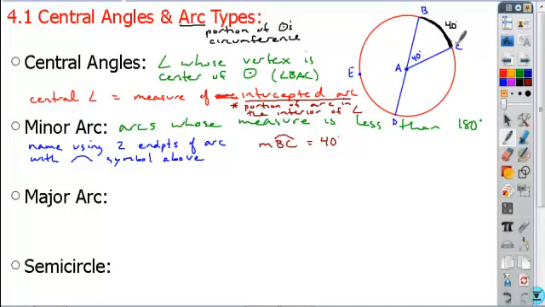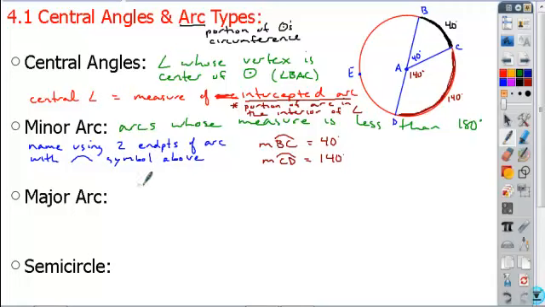So what would be the measure of arc CD? What would that equal? 140, right? So you have this angle, BAC is 40, its linear pair would be 140, therefore this corresponding intercepted arc will also be 140. So anytime you have a minor arc, as long as that's less than 180 degrees, you can name it with the 2 endpoints of that arc with the symbol over the top.